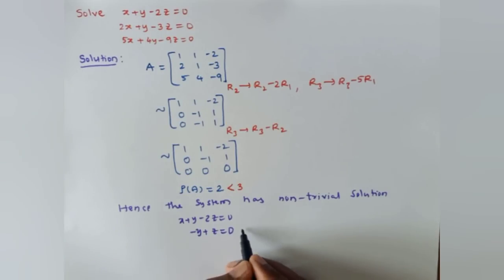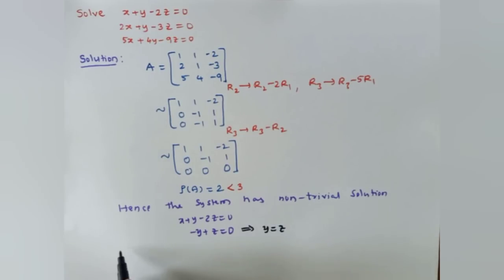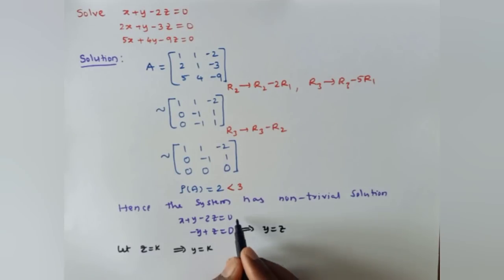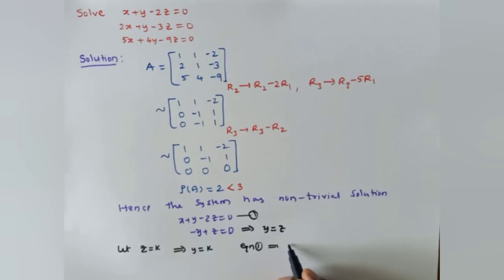So here, minus y plus z equal to 0 means y is equal to z. So let z be some constant k. If we consider z is k, that implies y is also k. Substitute these two values in equation 1. Now x is unknown, y is already known, that is plus k, minus 2 into z, that is minus 2k, which is equal to 0.